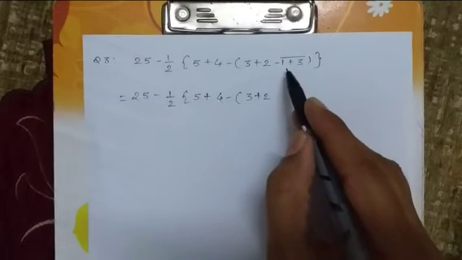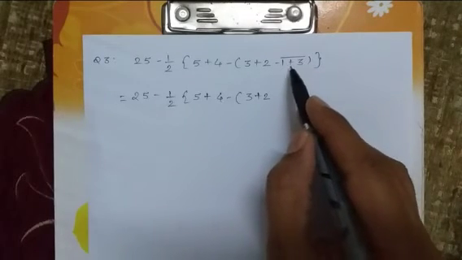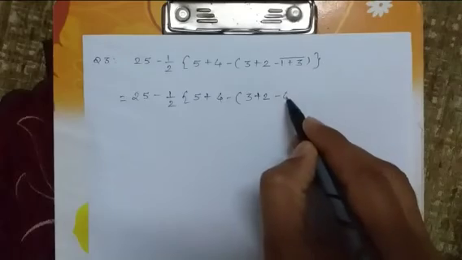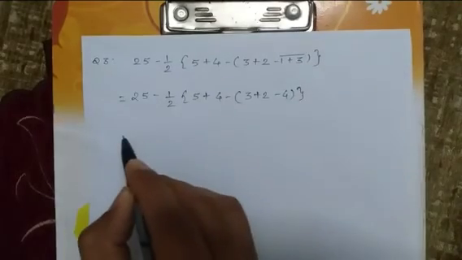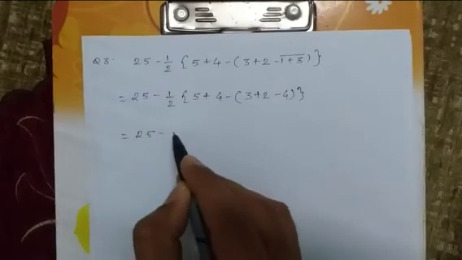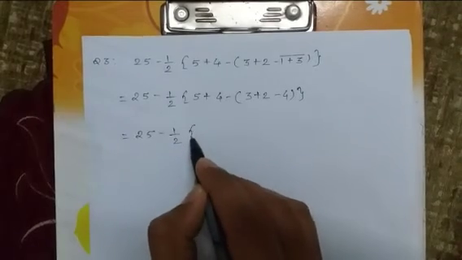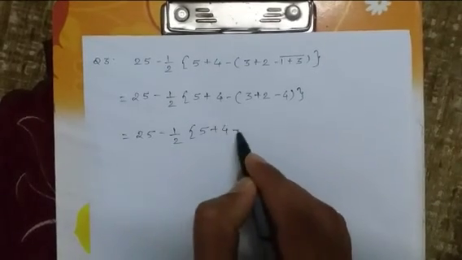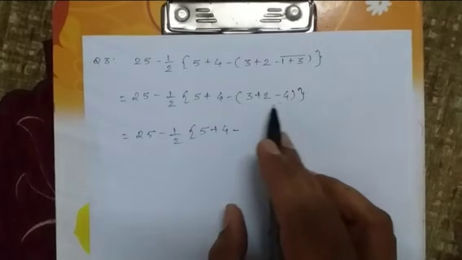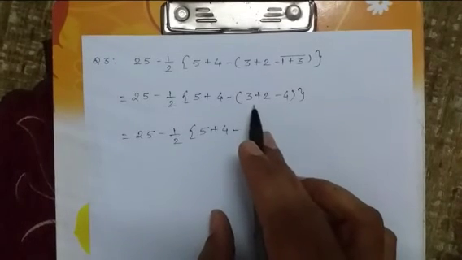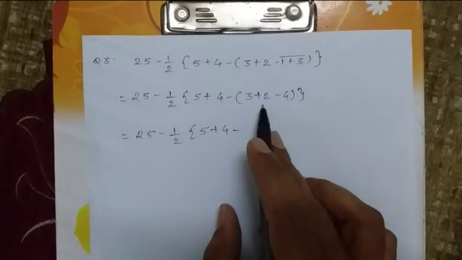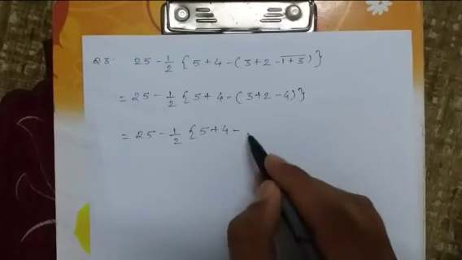What is there in the bar bracket? There is 1 plus 3. So what is 1 plus 3? 1 plus 3 is nothing but 4. Remaining as it is: 25 minus 1 upon 2, in curly bracket 5 plus 4 minus. Now we have to open this common bracket. In the common bracket there is 3 plus 2, which is 5. 5 minus 4, which is 1.